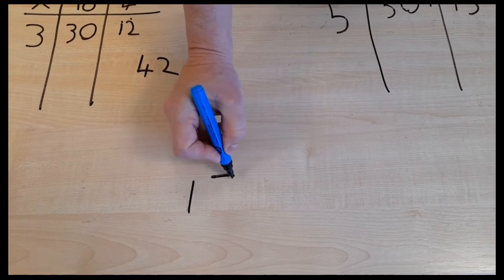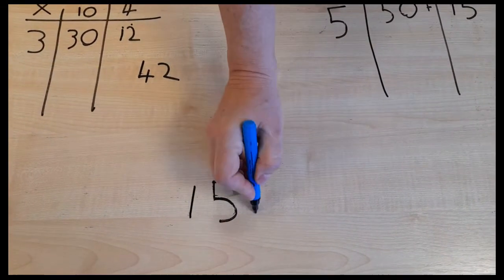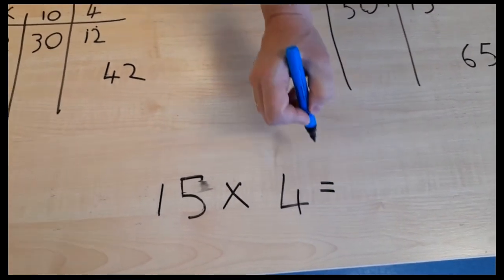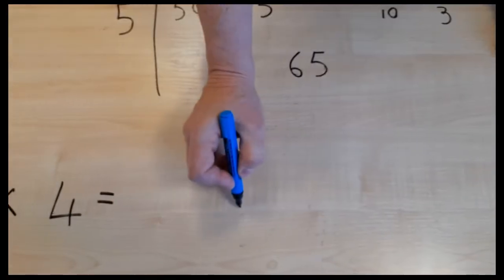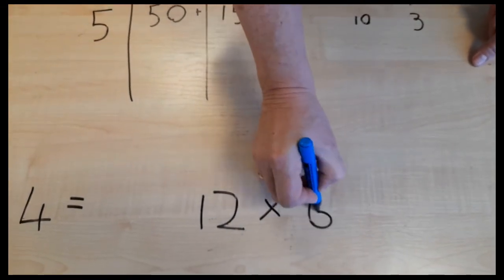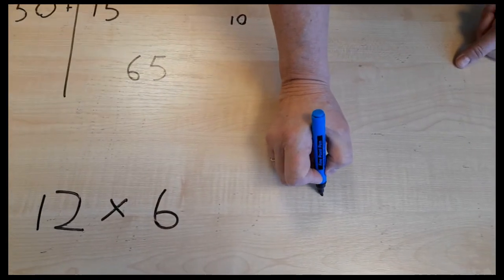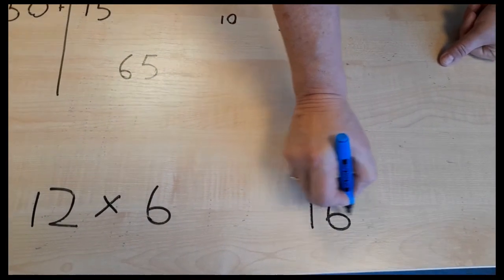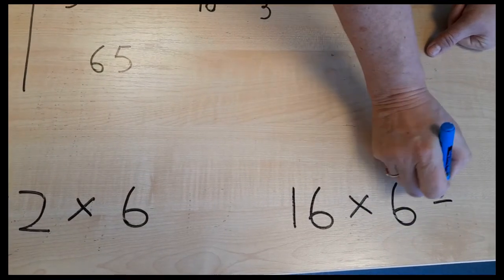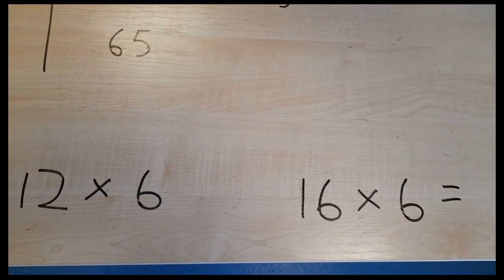I want you to have a go at the grid method and then try these. So let's start with 15 times 4. And then why not try 12 times 6? And one more for those that really might want to challenge themselves: 16 times 6. Don't forget, you can use your multiplication square to help you. Have a go.